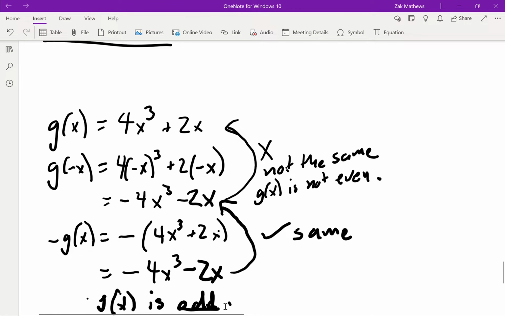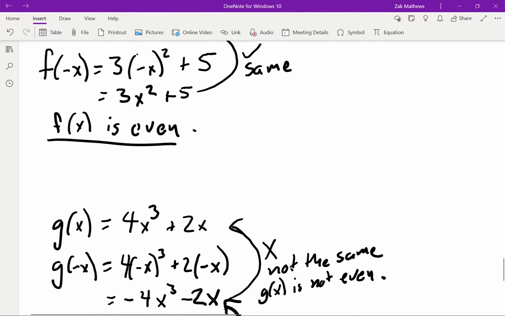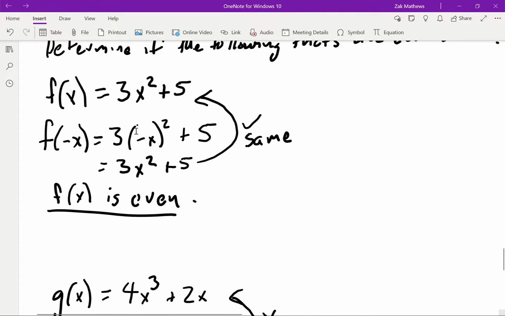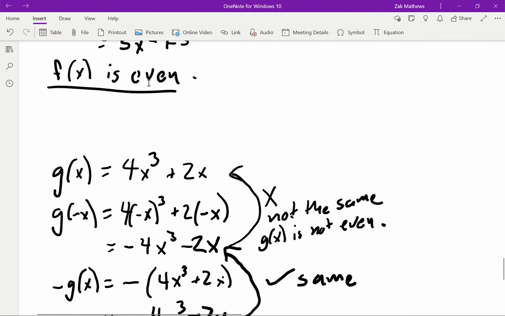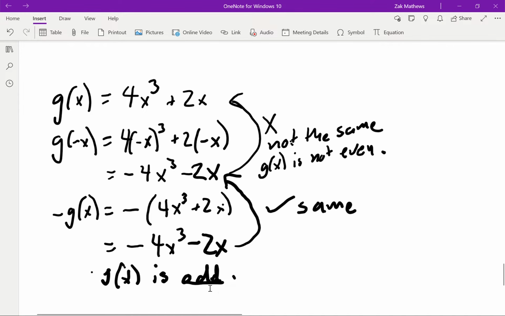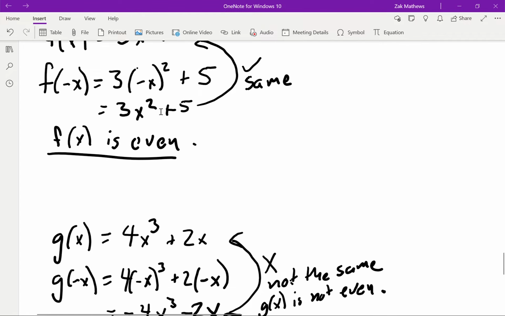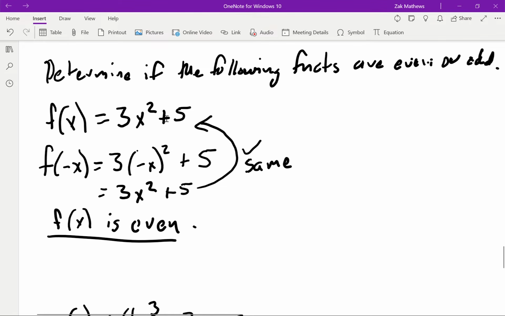Now you may have noticed something in these two examples. We had purely even exponents in f of x, and then we had the 5, which is a constant. And then here we had purely odd exponents. And the even exponents gave us an even function, the odd exponents gave us an odd function. Notice the coefficients didn't matter. We had even coefficients on the odd function and odd coefficients on the even function. That didn't matter, but the exponents actually seem to tell us what the function is, and that is true in the case of polynomial functions.